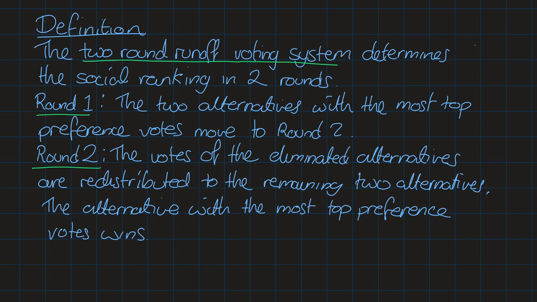In the second round, the votes of the eliminated alternatives are redistributed to the remaining 2 alternatives. Okay? So the votes which would have gone to the eliminated alternatives, you redistribute to the 2 remaining alternatives. And the alternative with the most top preference votes after all the redistribution wins the election. Okay? This is the two-round runoff voting system.